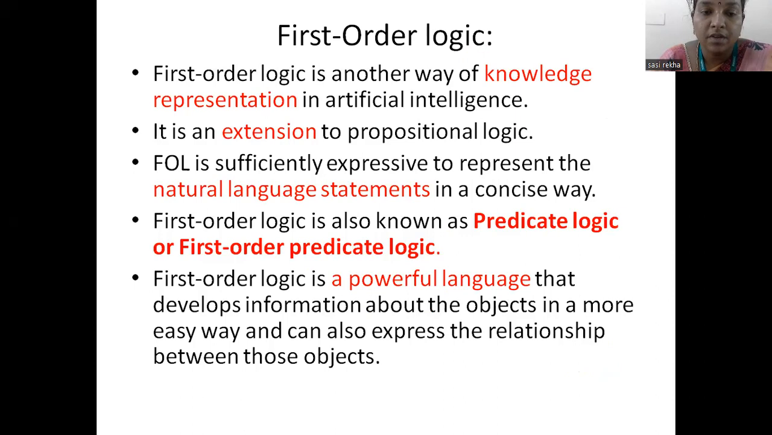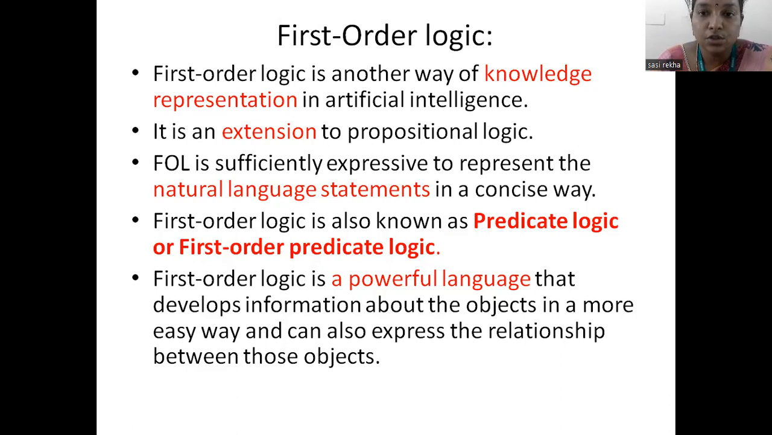Previously we had a representation called propositional logic. There we used to represent knowledge only in terms of true and false. But in knowledge representation using first order logic, we can represent some facts, some objects as well as relations. This is an extension of propositional logic. First order logic is an extension of propositional logic.